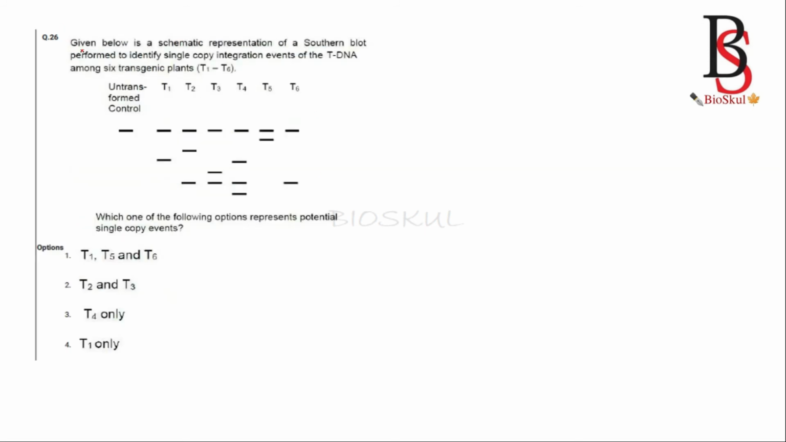Question number 26. Given below is a schematic representation of Southern blot performed to identify single copy integration events of T-DNA among 6 transgenic plants. Which one of the following options represents potential single copy events? If there is a single copy integration, then there will be formation of a single band. So let's see where the single bands are formed.